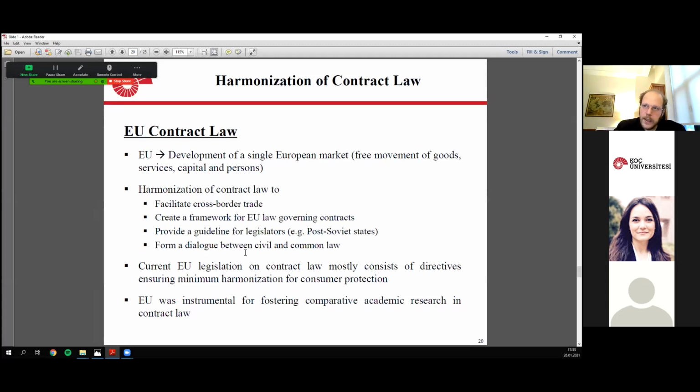So when we look at the current EU legislation on contract law, we observe that mostly directives ensuring minimum harmonization for consumer protection constitute the core of such legislation. And lastly, I should note that the EU was instrumental for fostering comparative academic research in contract law because they have given funding for that, as we will see.